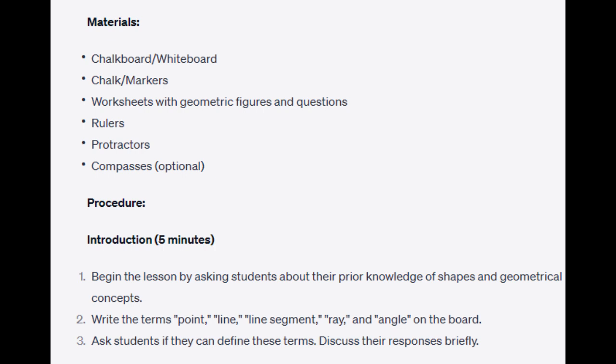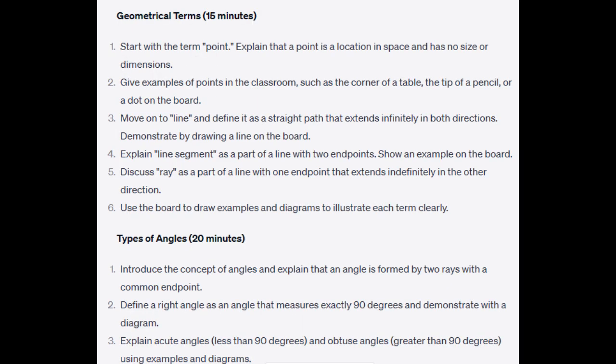Write the terms point, line, line segment, ray, and angle on the board. Ask students if they can define these terms. Discuss their responses briefly. Geometrical terms, 15 minutes.